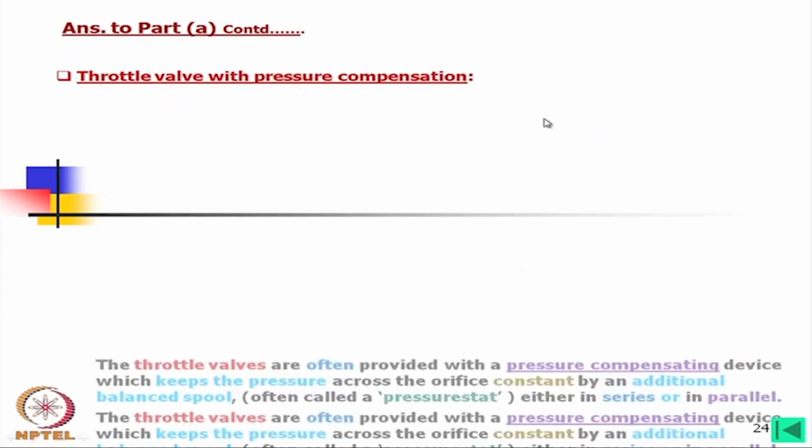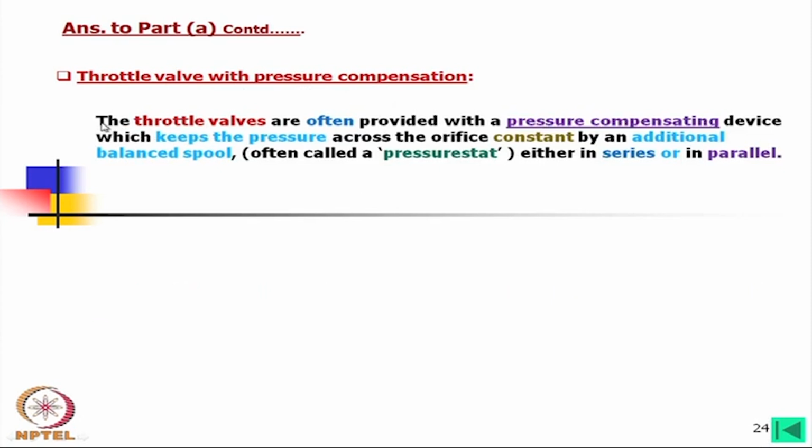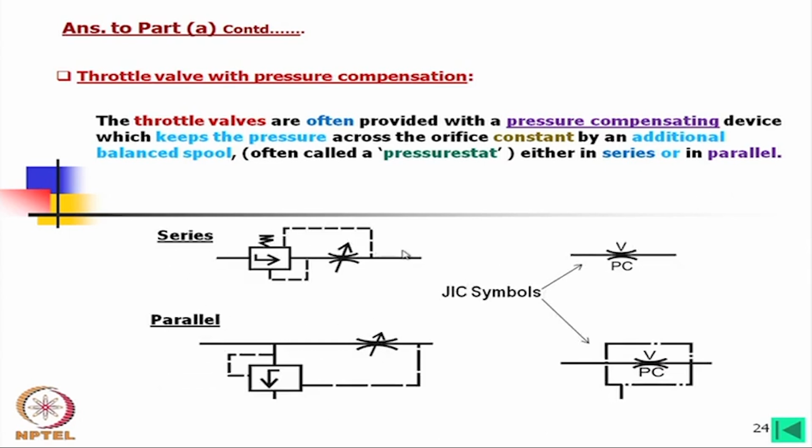Throttle valve with pressure compensation. The throttle valves are often provided with a pressure compensation device, which keeps the pressure across the orifice constant by an additional balance spool, often called a pressure stat, either in series or in parallel. This is interesting, what we have discussed earlier in the pressure compensation, we have not used this term series or parallel. In this case, what we find, the series connection is like this.